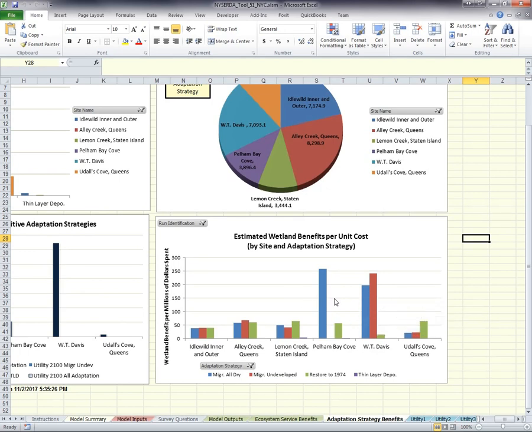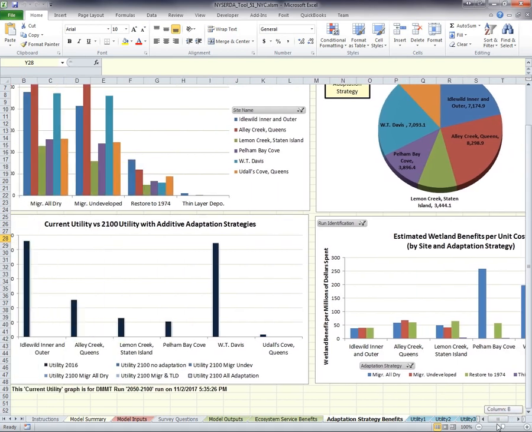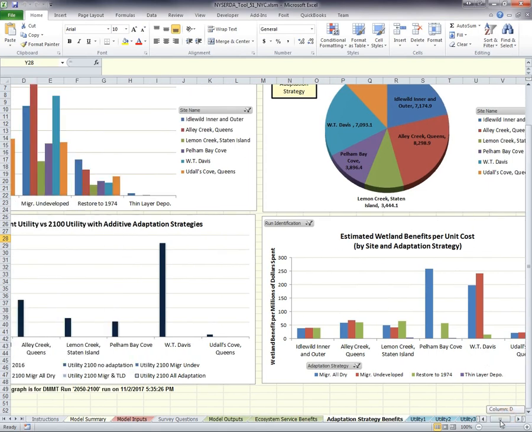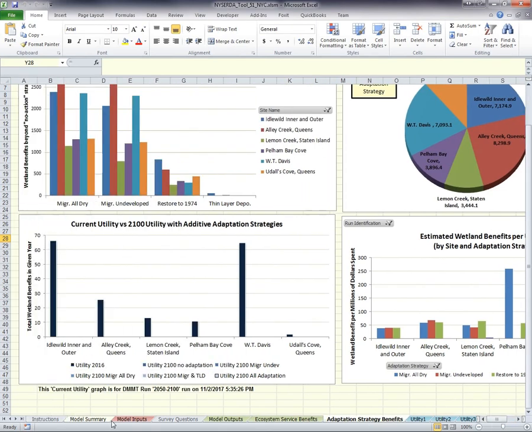But once you get past those high sets of benefits, restoring marsh in 1974 is very competitive in many of these cases, in many of these sites, especially Udall's Cove. I will note that this current versus future utility graph is currently sort of hardwired to 2016, so it doesn't really work when you change the time period. So the next question suggests that we go back to the original 2016 time period.